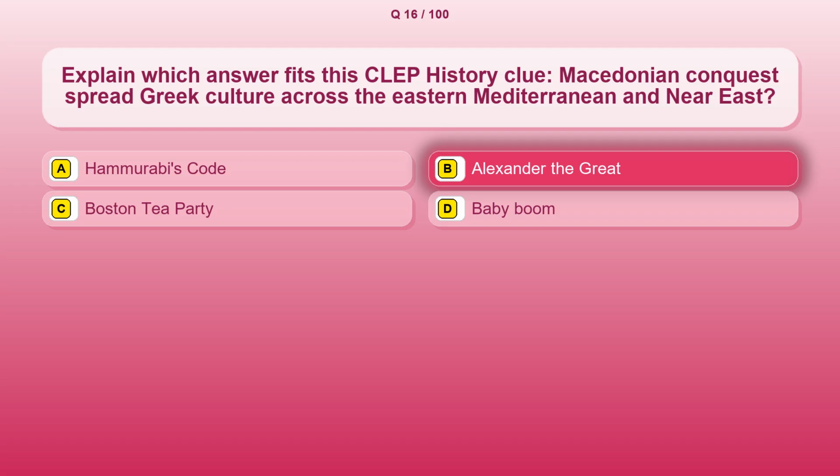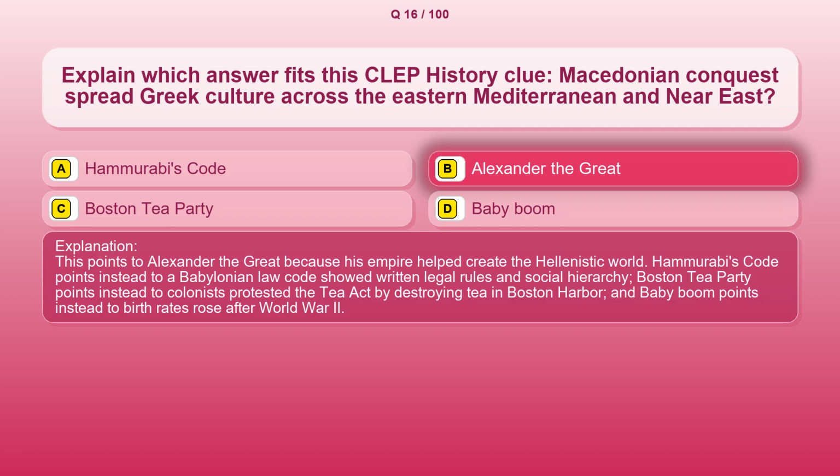The correct answer is option B, Alexander the Great. This points to Alexander the Great because his empire helped create the Hellenistic world. Hammurabi's Code points instead to a Babylonian law code that showed written legal rules and social hierarchy. Boston Tea Party points instead to colonists who protested the Tea Act by destroying tea in Boston Harbor, and Baby Boom points instead to birth rates rising after World War II.